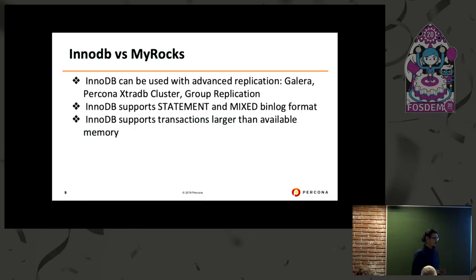Continuing on InnoDB, not undermining what InnoDB can do. InnoDB is a very powerful storage engine and can be used in other areas such as Galera library, write-set replication, Percona XtraDB Cluster, or group replication, where MyRocks is not. InnoDB also provides different binlog formats, whereas in MyRocks we have to use the row format, and the transactions are limited to memory in MyRocks.